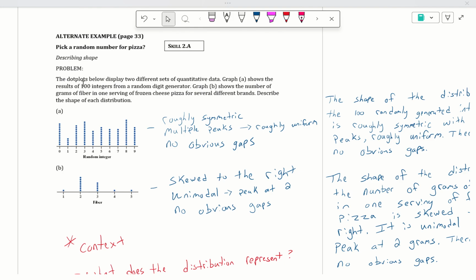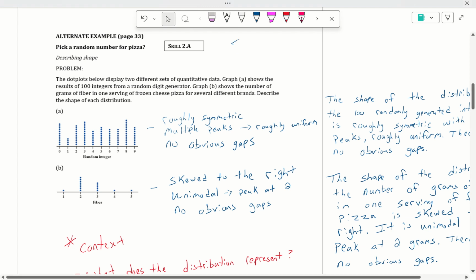Here we have a problem. I'm going to jump around a little bit. The dot plots below display 2 different sets of quantitative data. Graph A shows the results of 100 integers from a random digit generator. Graph B shows the number of grams of fiber in one serving of frozen cheese pizza for several different brands. Describe the shape of each distribution.